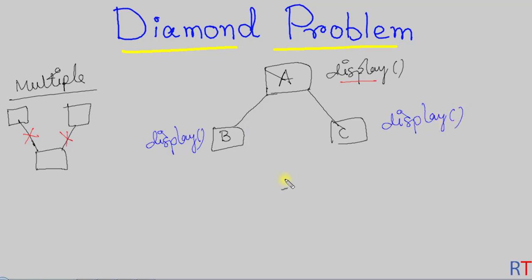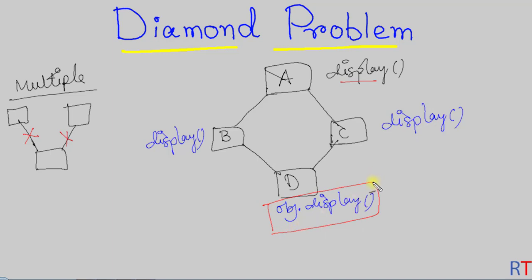Now suppose there is another class D which is inheriting both classes B and C by the use of multiple inheritance. Then whenever we create an object of class D and try to call the display method, this method call creates ambiguity about which version of the parent method to invoke, because both class B and class C have their own display method with the same signature. So because of this ambiguity, it gives a compile time error.